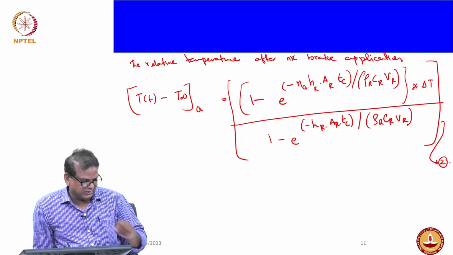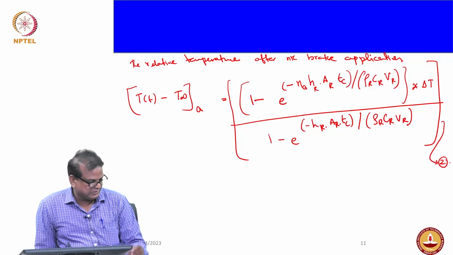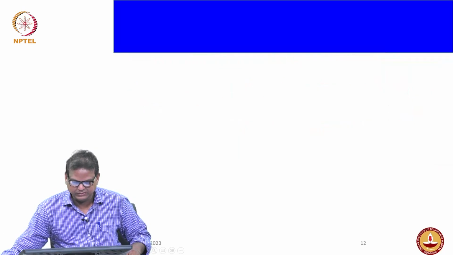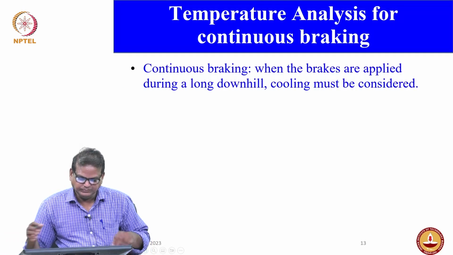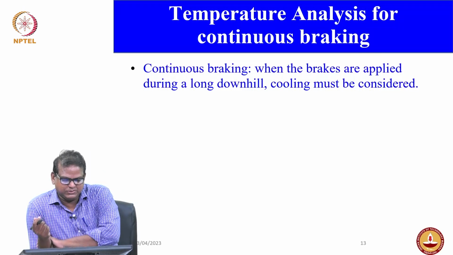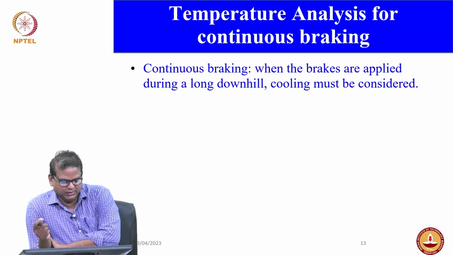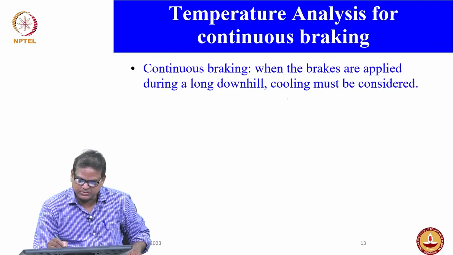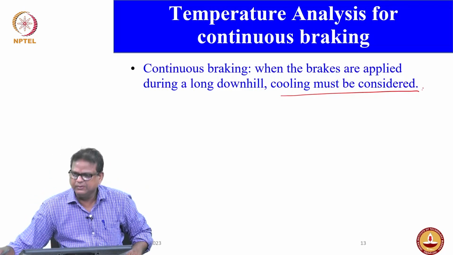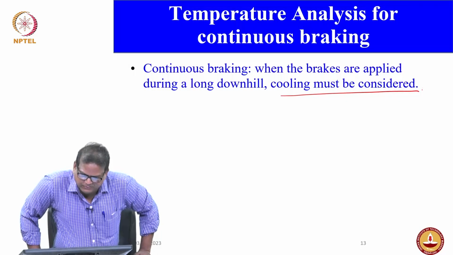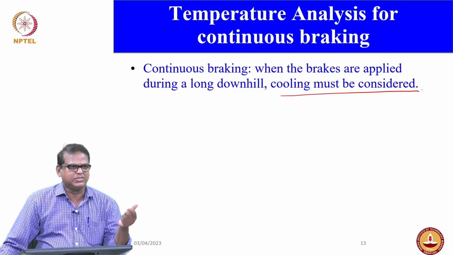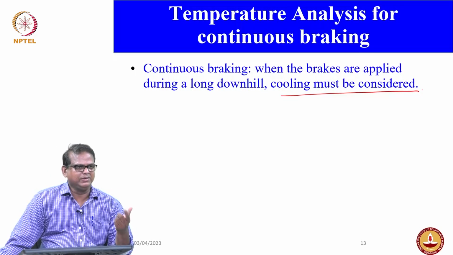Now the last one, I'll move to the temperature analysis for continuous or drag application. This is a simple equation. Continuous braking is when the brakes are applied during the downhill, right, during the descent. So cooling must always be considered. I am sure you know single stop braking and repeated braking are fine.